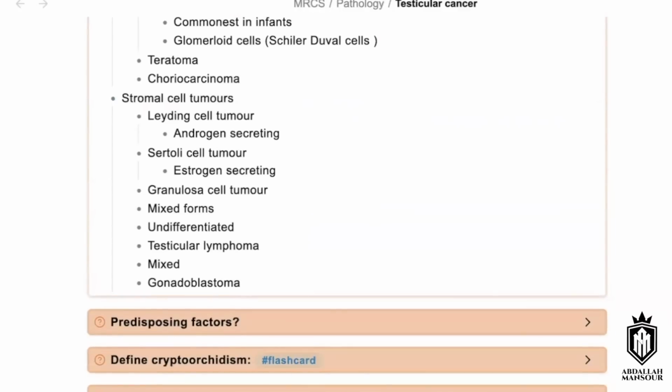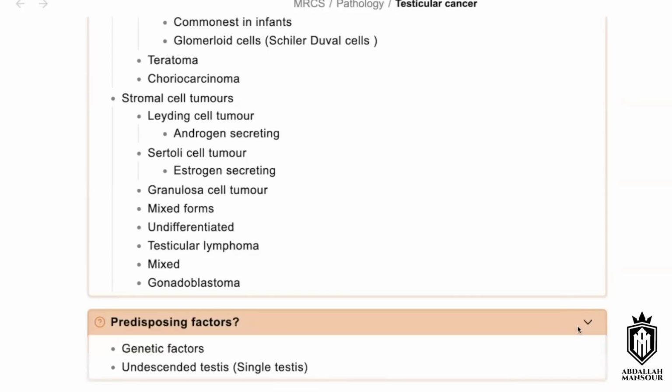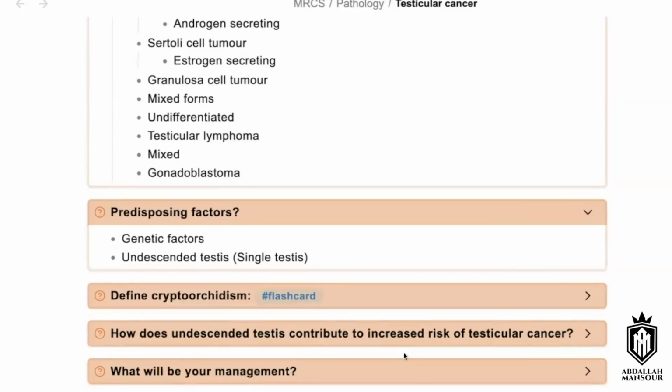What are the predisposing factors for testicular carcinoma or testicular cancer? We can have family history. We can have cryptorchidism. We can also have low birth weight or prematurity, and we can also have maybe history of Down syndrome.